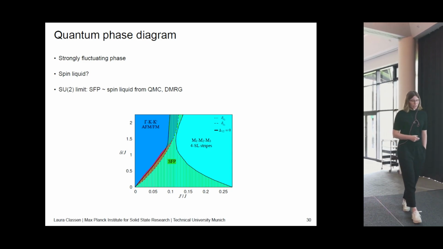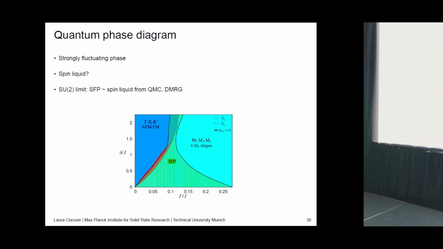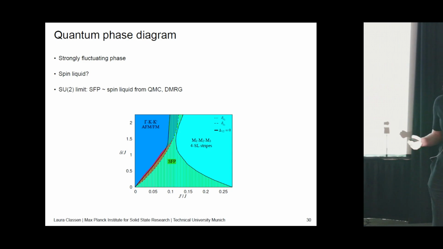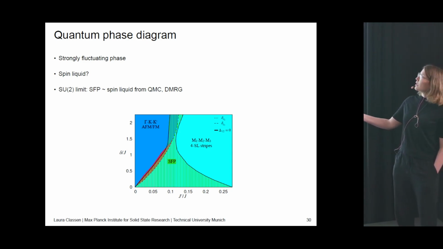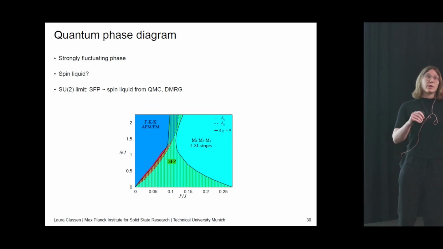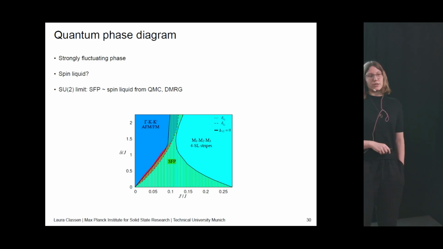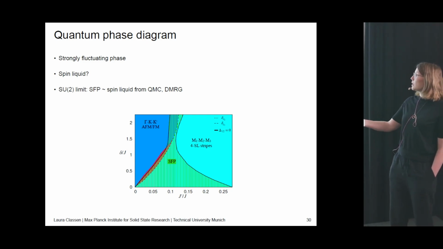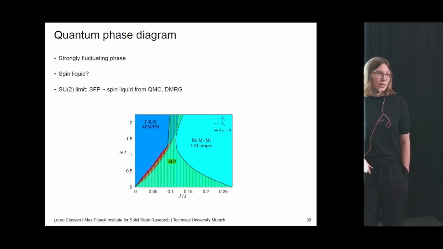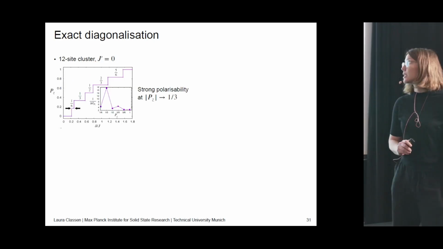And interestingly, this strongly fluctuating phase, where we seem to be quantum disordered, has phase boundaries in the SU(2) limit which coincide with the phase boundaries of the quantum spin liquid that was found in quantum Monte Carlo or DMRG calculations. So this suggests that this regime might host a quantum spin liquid, which we can then try to understand better in terms of the moiré materials.